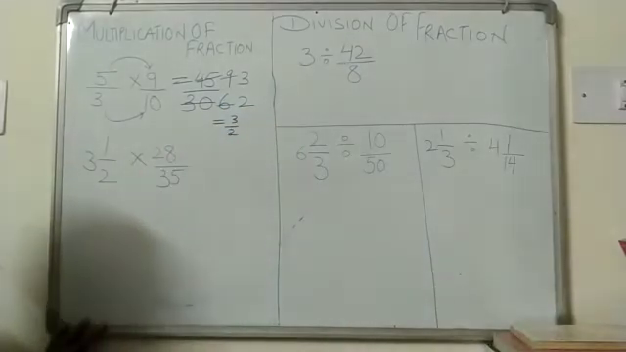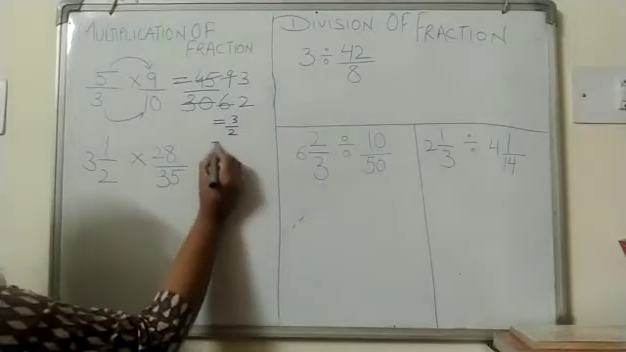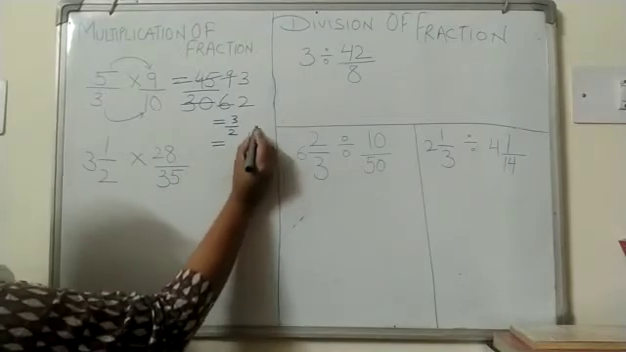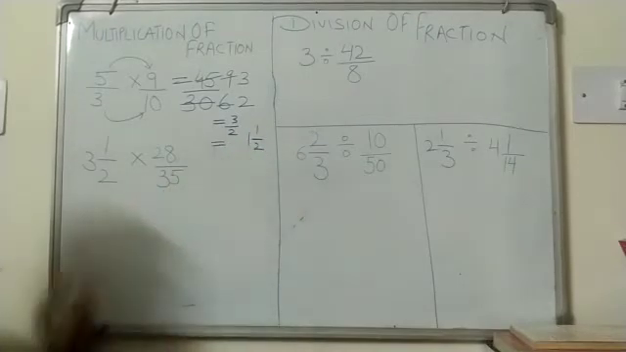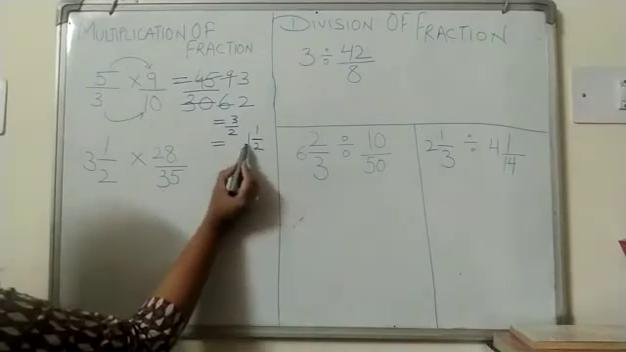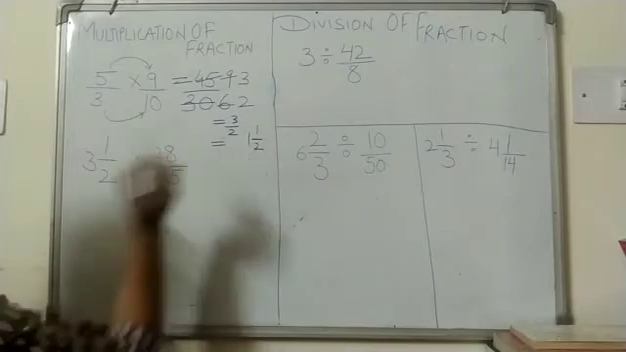3 by 2 is an improper fraction. Whenever you get an improper fraction, you have to convert it into a mixed fraction by dividing it. So ultimately the answer is going to be 1 1 by 2. You can check also: 2 1s are 2, plus 1, 3 by 2.